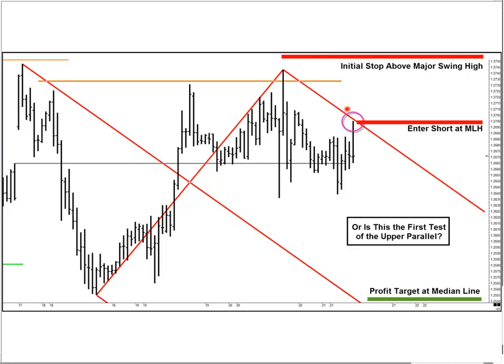You don't have to take this trade. You can wait for confirmation. You can use this test as confirmation. If it blows through, you can pass on this. If it likes this median line, you can wait for confirmation.